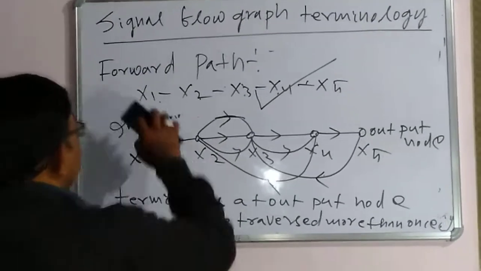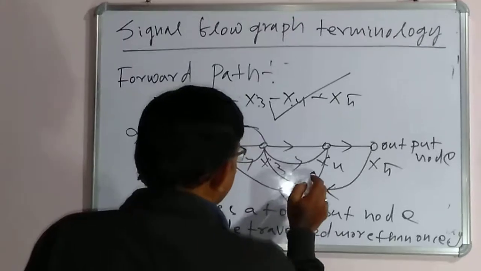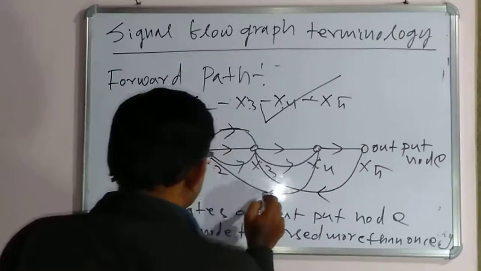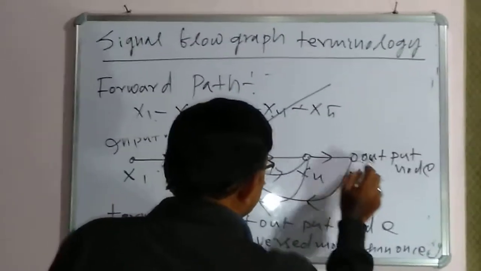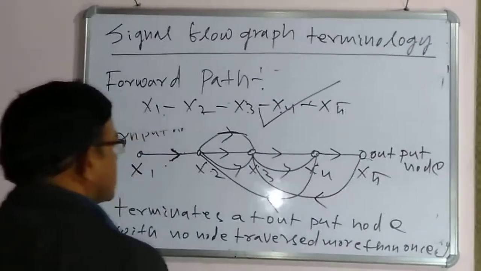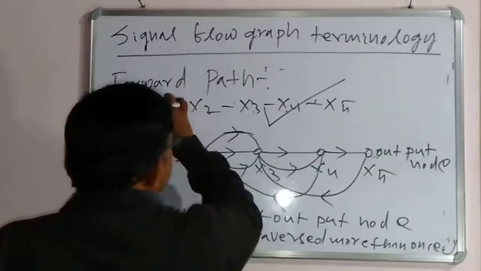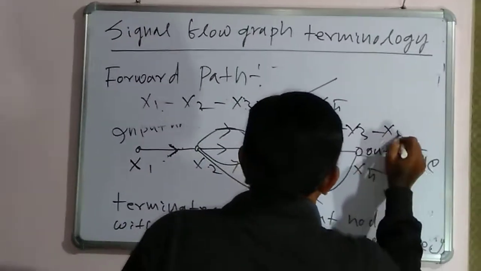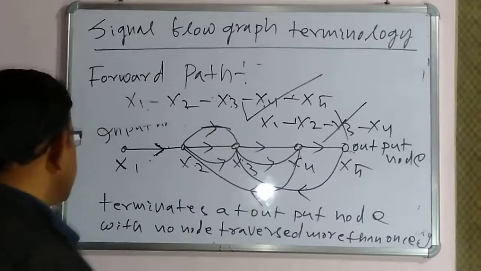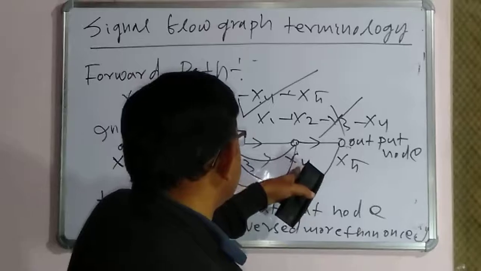To understand the forward path, we can say that x1, x2, x3 and x4, we can also come like this and move like this, and it will reach x5. But this is not a valid forward path. For example, if we consider x1, x2, x3, x4, this is not a forward path because we have started from the input node but not reached the output node. We have reached only x4. Therefore, this is not a valid forward path.